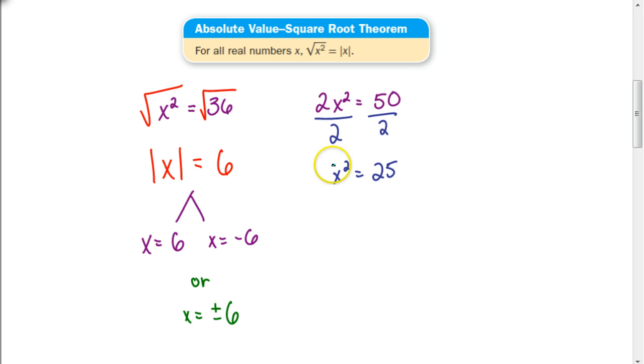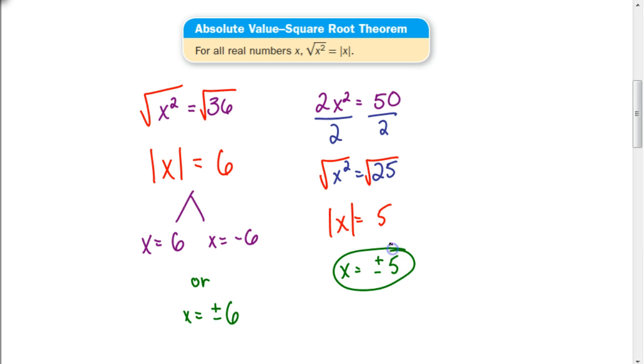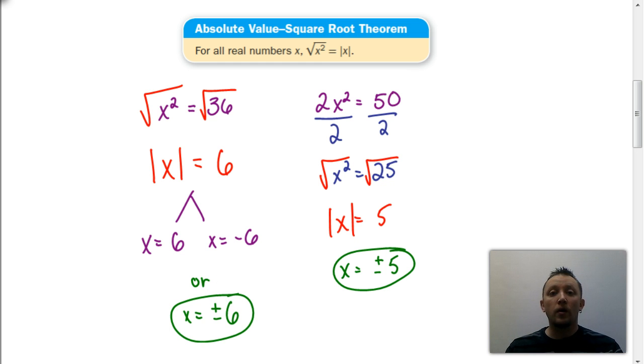And now when I take the square root of both sides, again, I don't get x equals 5, I get the absolute value of x equals 5. And that tells me I'm going to have two answers. My answers are going to be a positive or a negative 5. Well, that's the first thing we need to know in order to find the x-intercepts. The second thing that we need to know is, well, what is an x-intercept?